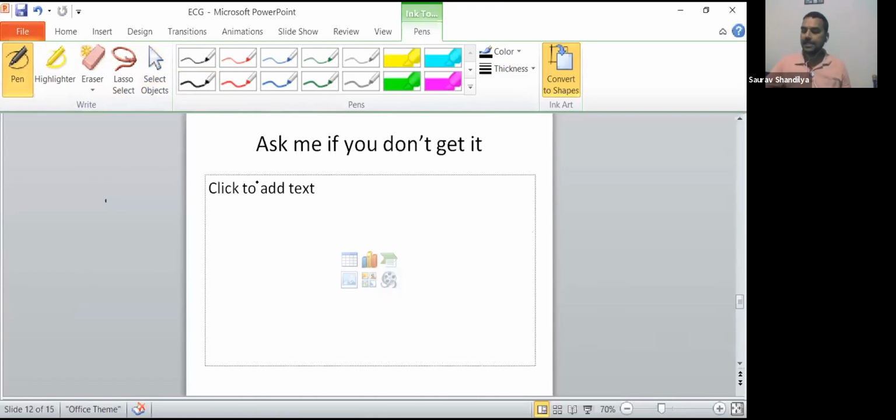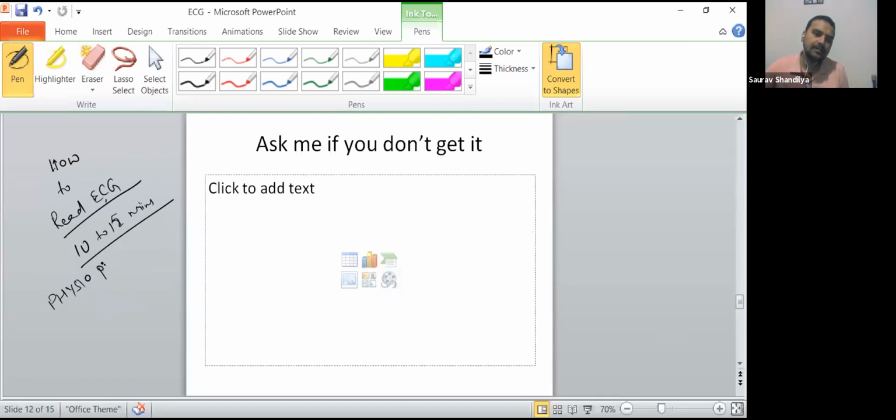Okay, my question is, how to read an ECG in just 10 to 15 minutes of time? Just from a physio perspective, it is completely a physio perspective I am telling you. I don't want to talk about anything else. From a physio perspective, if I see my stroke patient's ECG, I want to learn what happened to it.